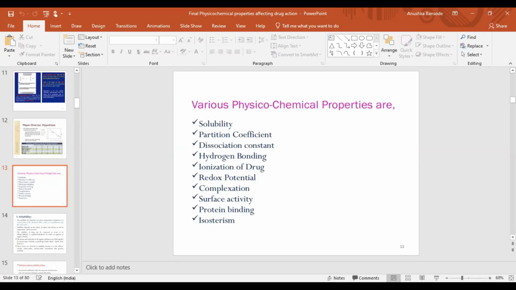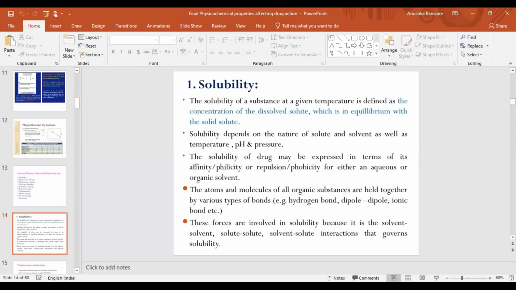Now, we are going to study the physicochemical properties which are going to affect the drug action, and the enlisted parameters are solubility, partition coefficient, dissociation constant, hydrogen bonding, ionization of drug, redox potential, complexation, surface activity, protein binding, and isosterism. Now we will study one by one the parameters of the properties which are going to affect it. So the first parameter is solubility.